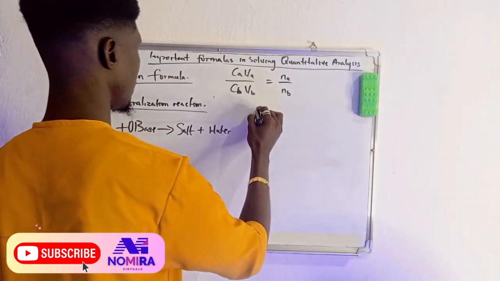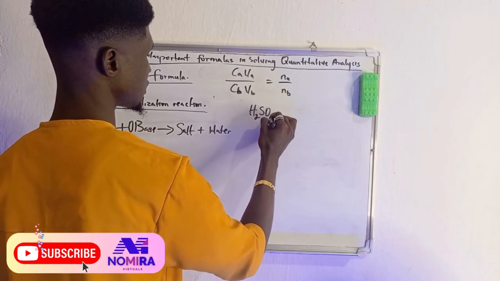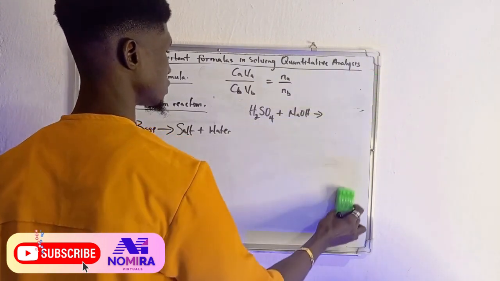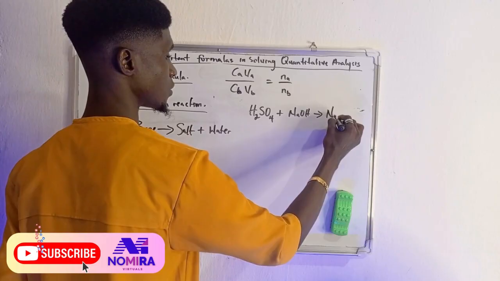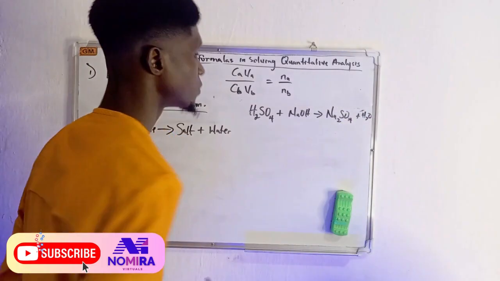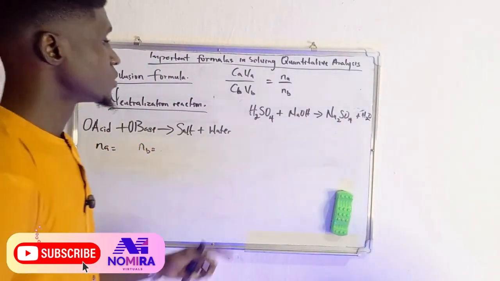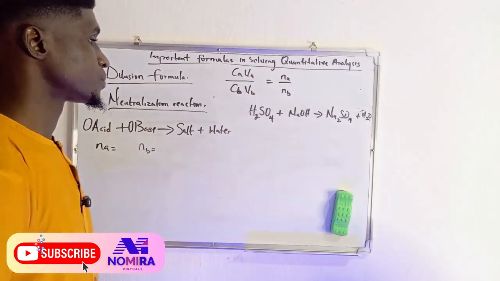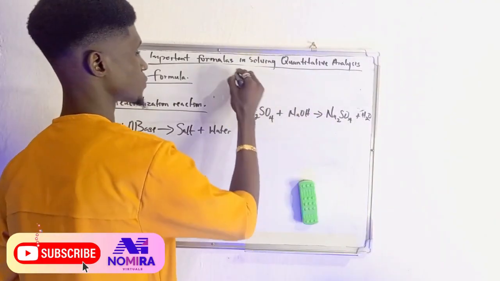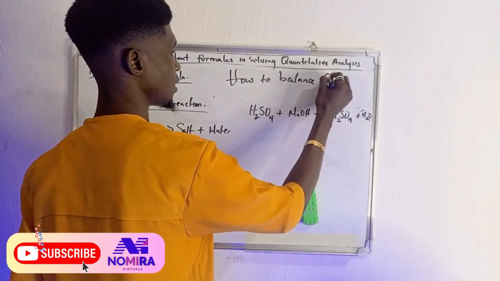So let's see the balanced equation between, let's say, sulfuric acid plus sodium hydroxide, which will give you sodium sulfate and water. This is H2O. In balancing chemical equation, how to balance chemical equation.